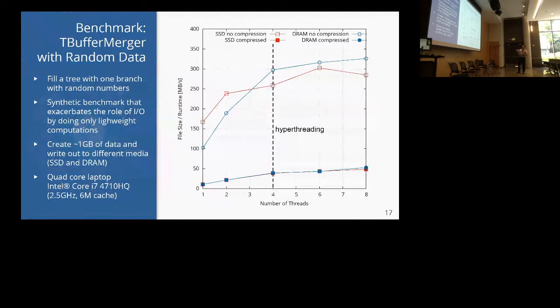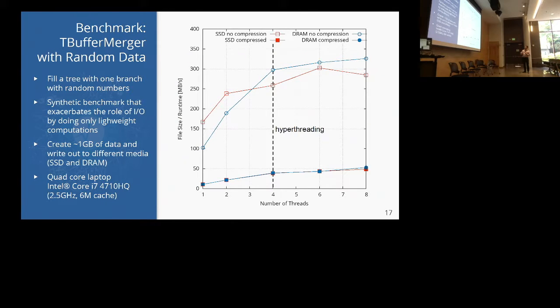So here I have an example, a benchmark. I wanted to emphasize the I/O on this, so I just created a file with random data in one branch, filled with random numbers. It's just a synthetic benchmark. It's about 1 GB of data, written out to SSD and directly to memory. This is just my own laptop, a quad-core machine. You can see the scaling is pretty good if you look at 4 cores versus 1 core.